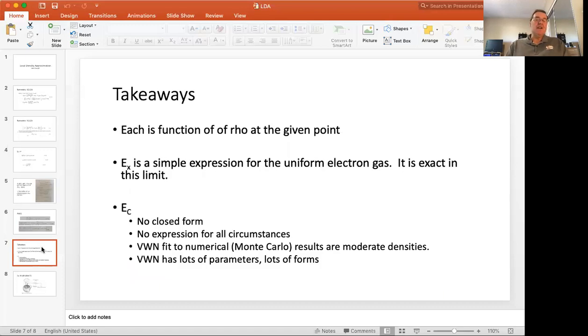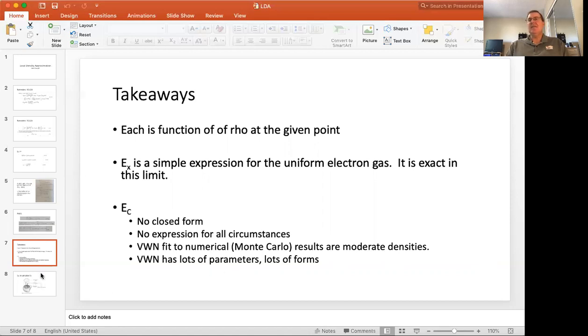So what takeaways do I want you to have from this? Each one of those functions, the energy densities E_C or E_X, is a function of rho at a given point. It's all it depends on. E_X is nice and simple. I wish our lives were always that way. E_C, the exact one, has no closed form, even for a uniform electron gas, no expression for all circumstances. VWN, as I said, is fit to numerical Monte Carlo results at moderate densities and has lots of parameters and lots of forms.